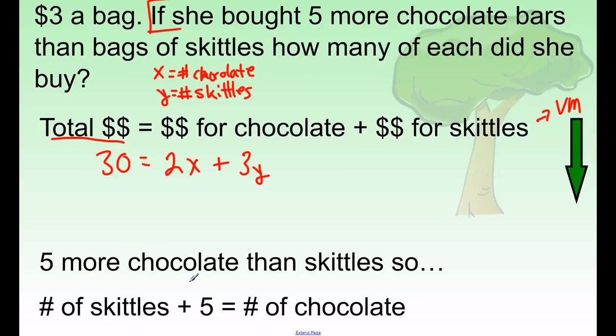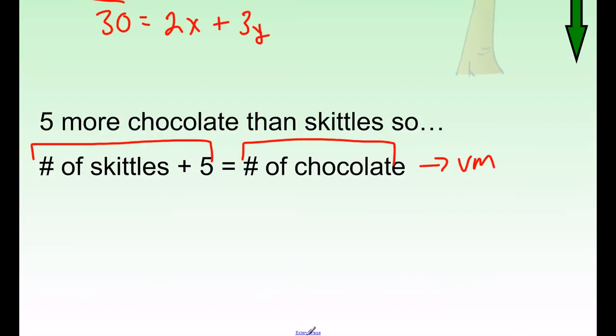So if she bought 5 more chocolate than Skittles, here's my little verbal model that models the scenario. 5 more chocolate bars than Skittles. So if you take the number of Skittles and add 5, that would be how many chocolate. So this amount is now equal to that amount. If you take the Skittles and add 5, that'd be the same as the number of chocolate bars. So if we make this into our equation, the number of Skittles was our y, the number of chocolate was our x.